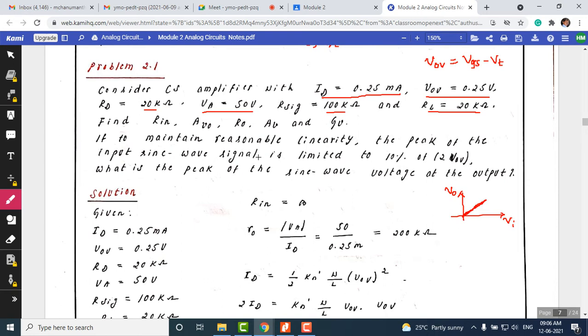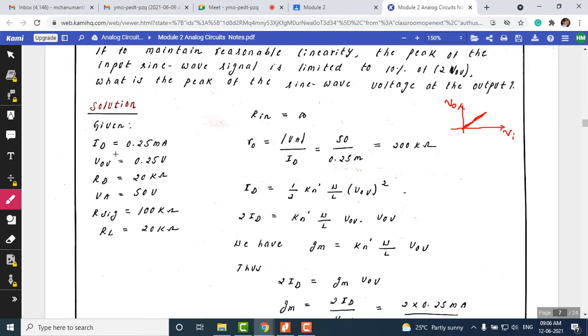So we'll come back to this last part a little later, but other things we can easily find out from the formulas we are familiar with. Once again, I repeat: once you read the problem, write down all the given data as it is written here. You can see drain current is given, overdrive voltage, drain resistance, early voltage, signal resistance, load resistance. So all this data is given right down here. And let us solve one by one here.